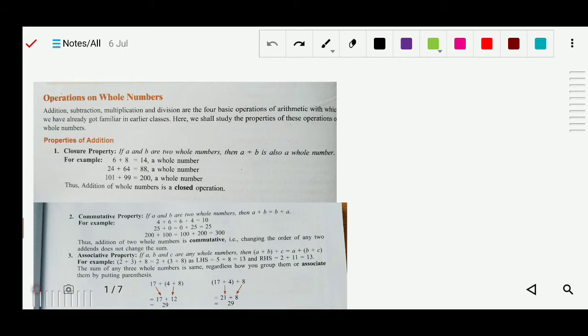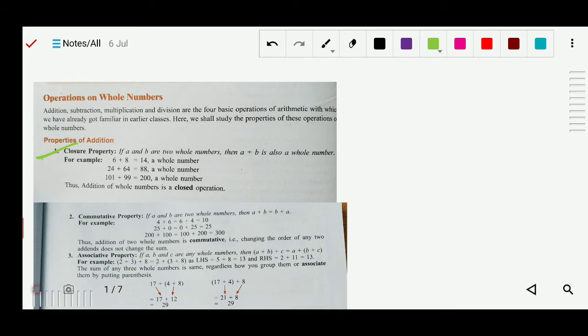But there are some properties, so one by one we will study the properties of addition, then subtraction, properties of multiplication, properties of division. So today we will only discuss properties of addition. The first property of addition is the closure property. What is that? Closure property.